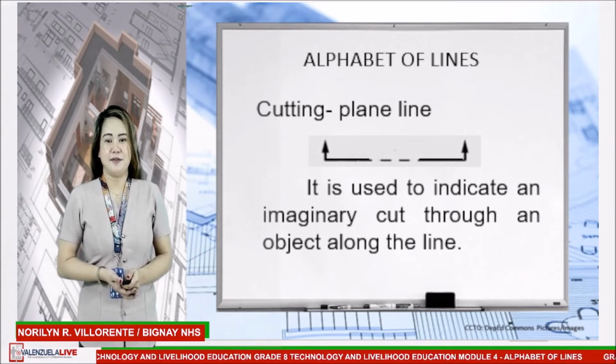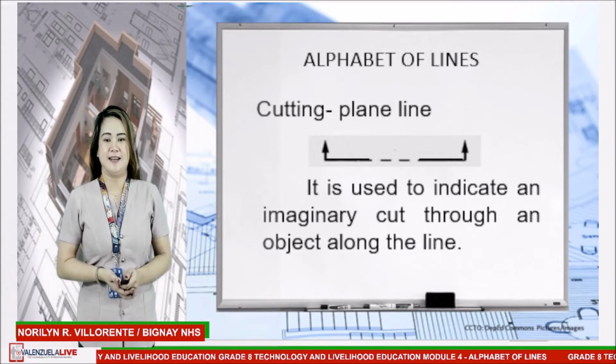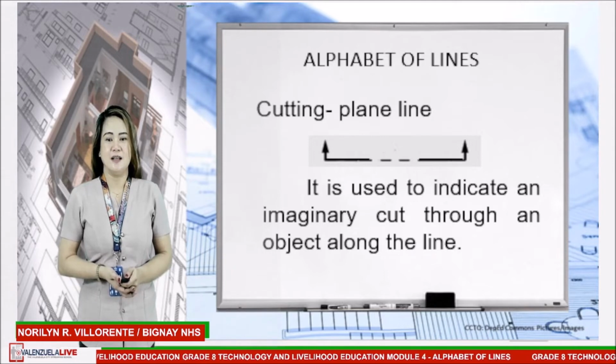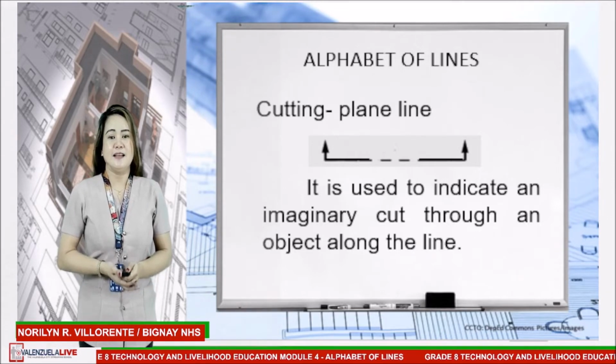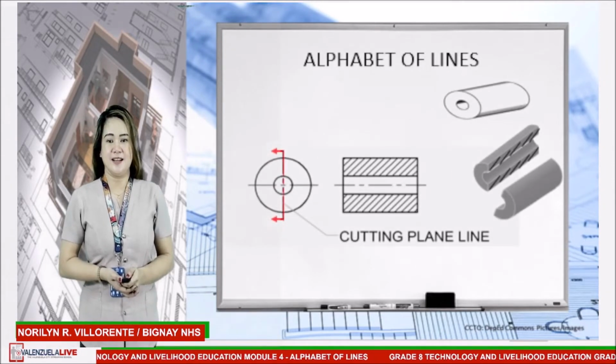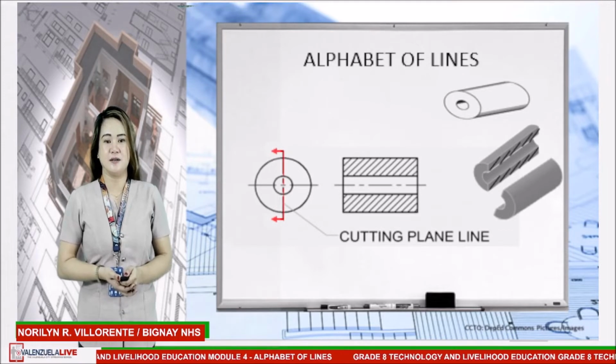This is a thick or heavy line. It is used to indicate an imaginary cut through an object along the line. The position of the observer is shown by the direction arrows.